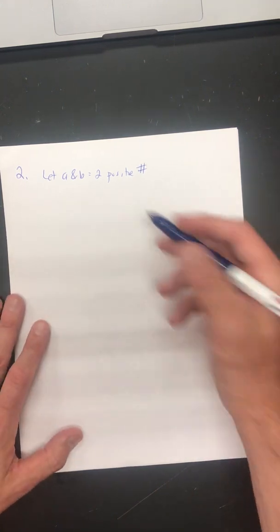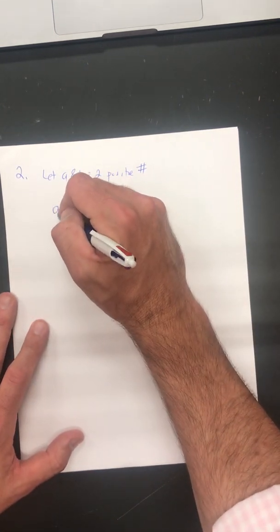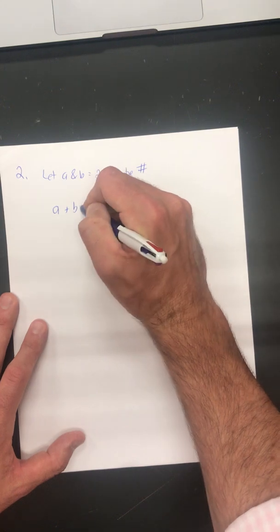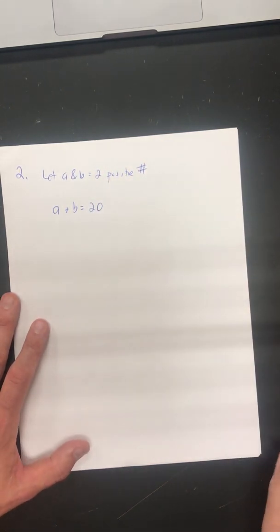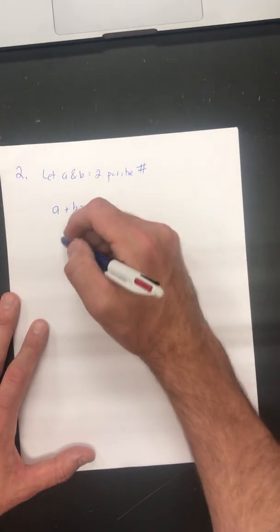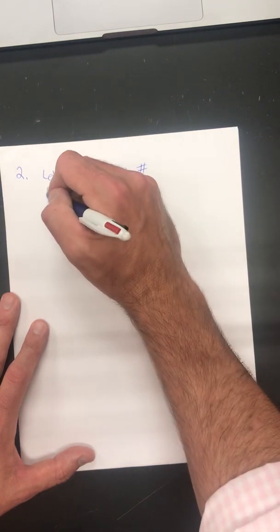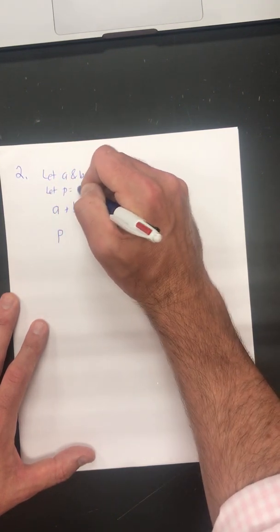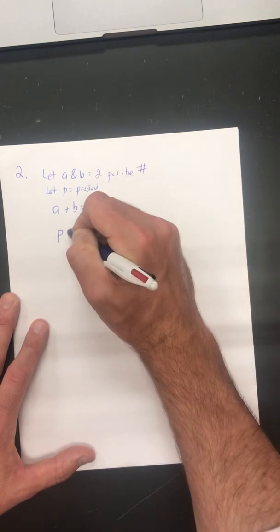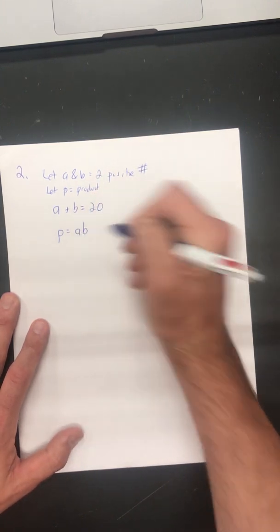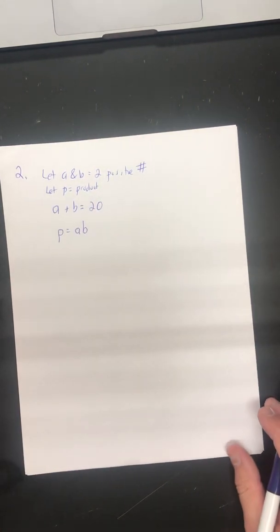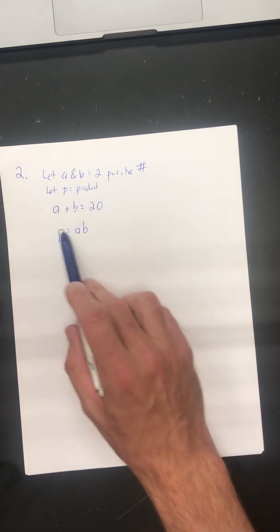Because you have to, in this type of problem, create variables. If we're not doing a physics problem per se, where the variables are set out for us, we've got to create them in this way. So we know that the sum of them, A plus B, is 20, okay? And we're looking for their maximum product. So let P equal product, which is equal to A times B.